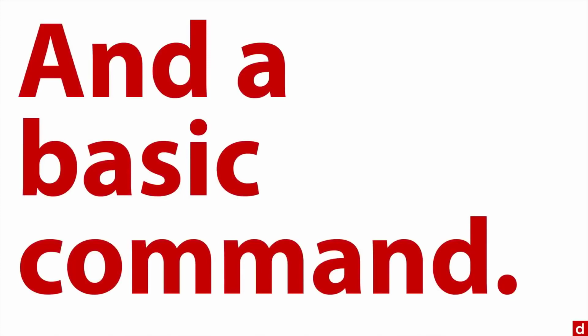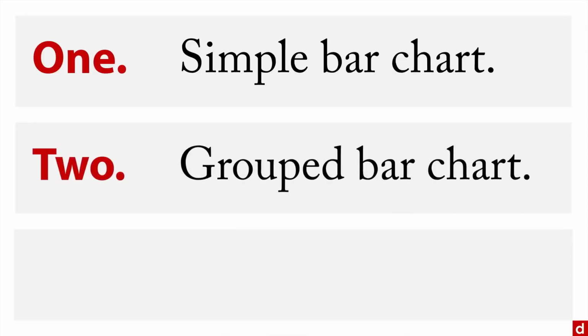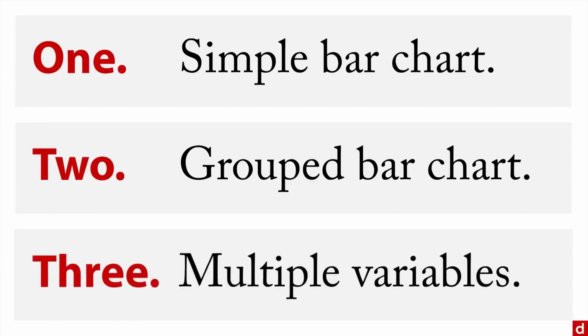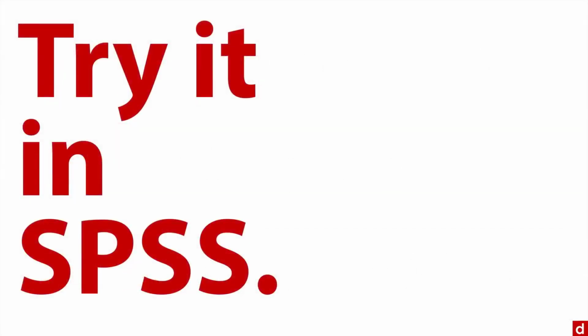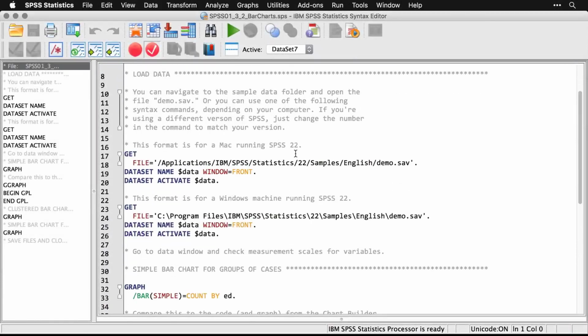Now, we actually have a few options on different kinds of bar charts. One, we can make a simple bar chart, so a single variable simply showing the category frequencies in that variable. Two, we can do a grouped bar chart where we break it down by some other variable. And then three, we can do multiple variables and show the bars simultaneously. But let's try this in SPSS. It's really easy to do. Just open up this SPSS syntax file and we'll give it a whirl. Once you've got the file open, you'll need to open the demo dataset. We've used it before.